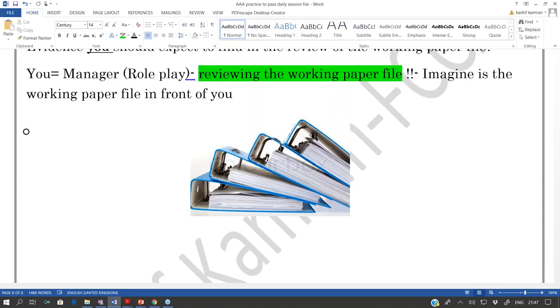Now, when you look at the file in front of you, you are a manager reviewing the working paper file. Now imagine what is in the file. The file consists of papers, right? Is that true? Is that false? The file consists of papers. Can you imagine a file? Can you see the file in front of your screen?